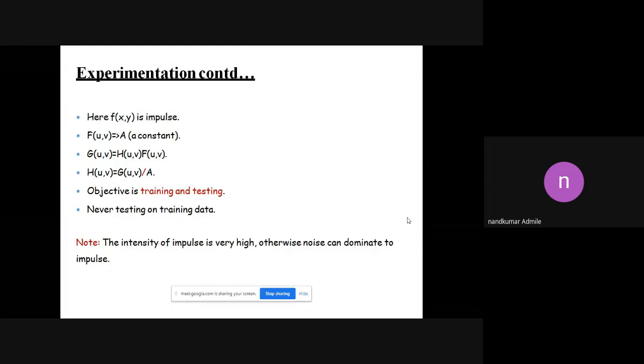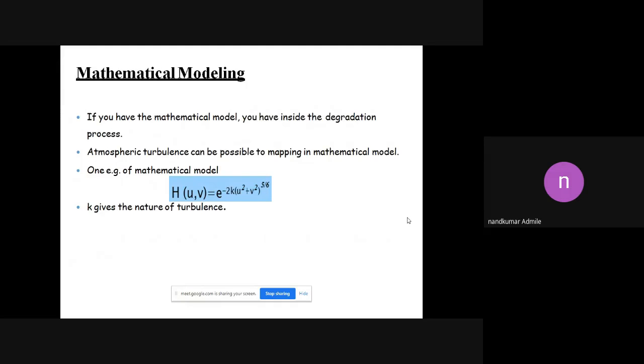We have to convert the x y coordinates into the u v coordinates. By using the mathematical equations we can convert the x y coordinates into the u v coordinates. This technique is called estimation of a degradation model by using experimentation. The third technique is called mathematical modeling.